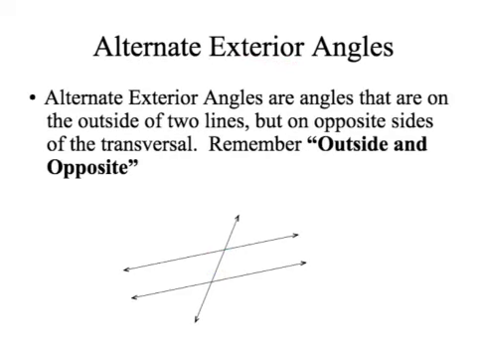Another pair is called the alternate exterior angles. So once again, right in the name. Alternate means different sides of the transversal. So if one angle is on the left, the other angle has to be on the right. Exterior means outside. So that's why I highlighted the two in blue, because they're outside of the two lines. Okay, so alternate exterior, once again there are 4 of them in this figure, outside of the two lines on different sides of the transversal.